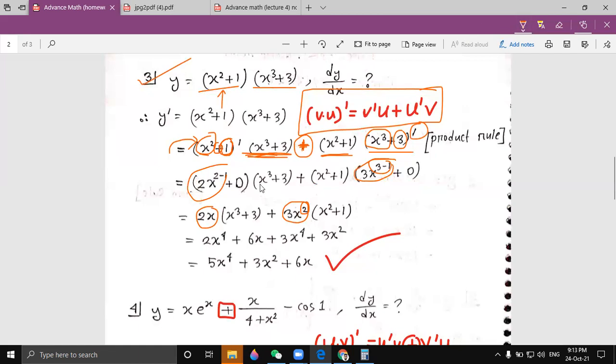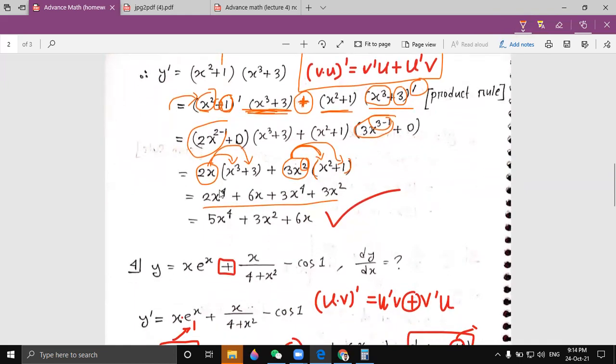Yes. And now you multiply this 2x with x cube and also with 3. Because we have a bracket here, that means we have to multiply the outside number with the numbers in the bracket. So it will make this way. And then 2x to the power 4 and 3x to the power 4 will make 5x to the power 4. Then we have 3x squared here and we have 6x here. So we just keep it here, no change.